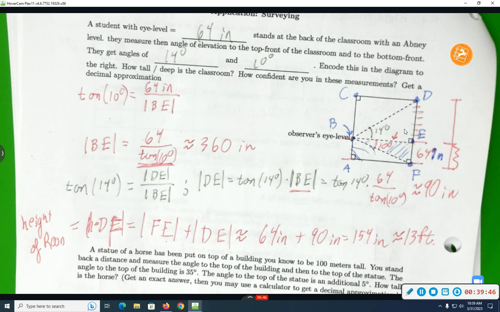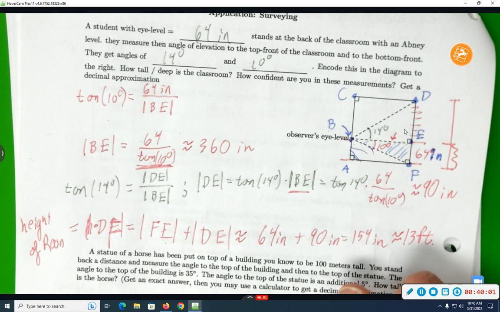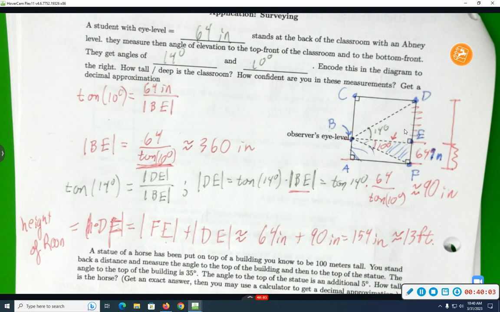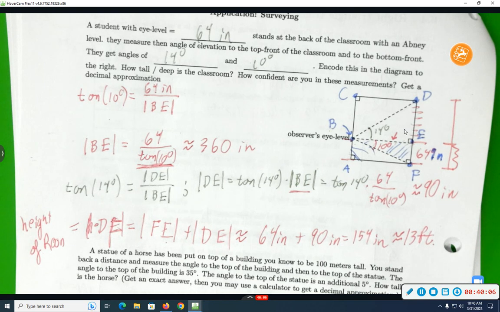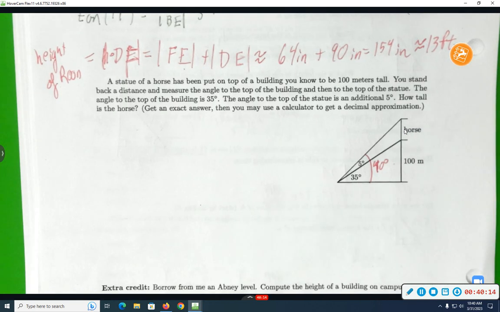So you go out with one of those angle levels. You stand an unknown distance away from the building. You don't bother measuring it. You measure the angle to the top of the building to be 45 degrees, and then an extra 5 degrees to the top of the horse. So that full angle is 50 degrees. I claim that you now have enough information to determine the height of the horse.